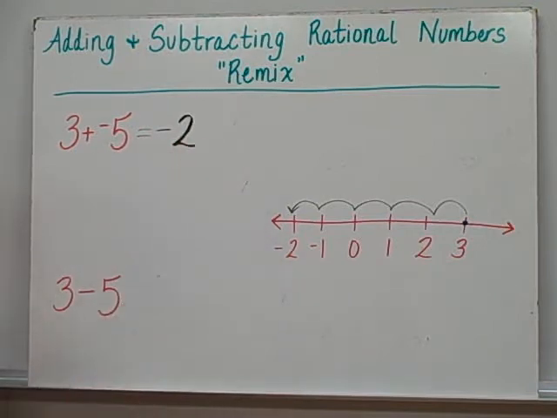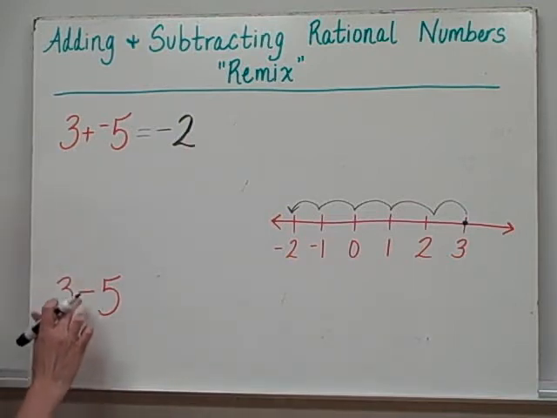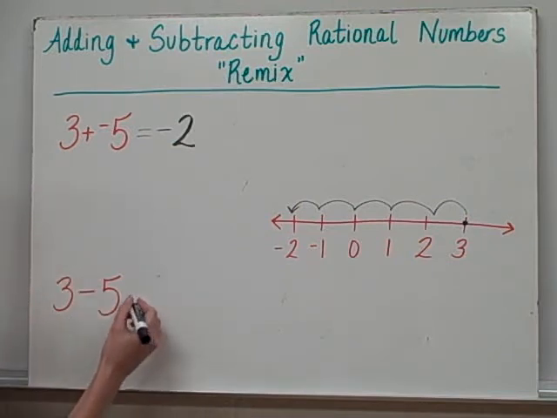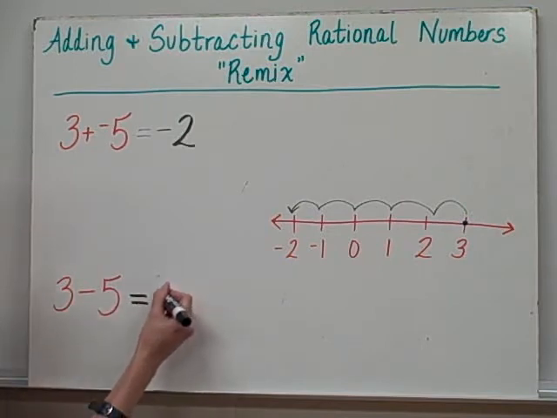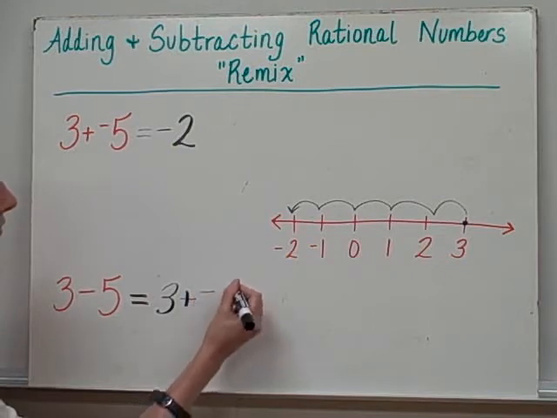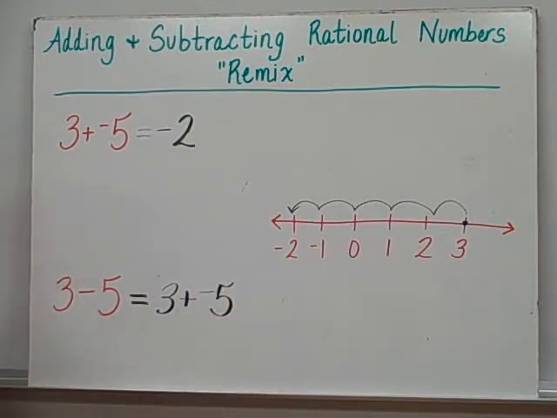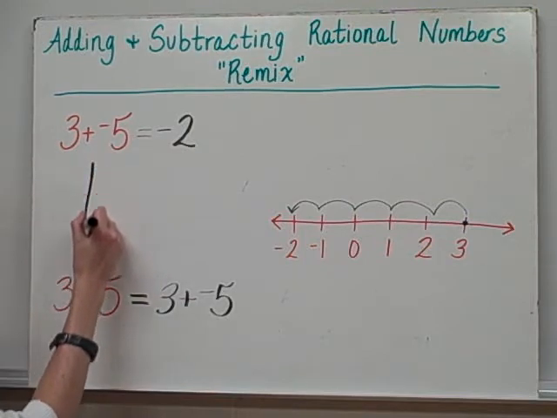Remember, in class we talked about how we can change subtraction sentences to addition to make it easier. So when I say 3 minus 5, it's the same thing as adding the opposite. So 3 minus 5 is the same thing as 3 plus a negative 5. So it's the same idea. These two problems are mathematically equivalent.